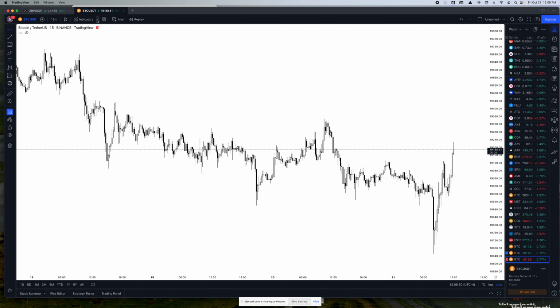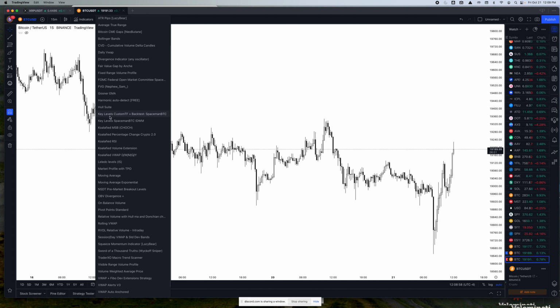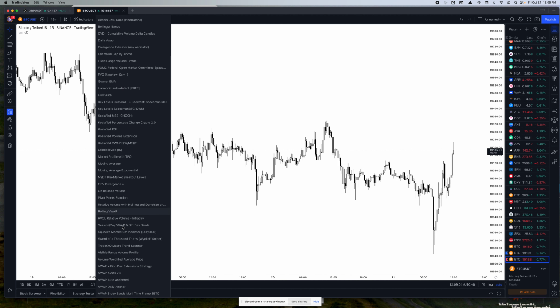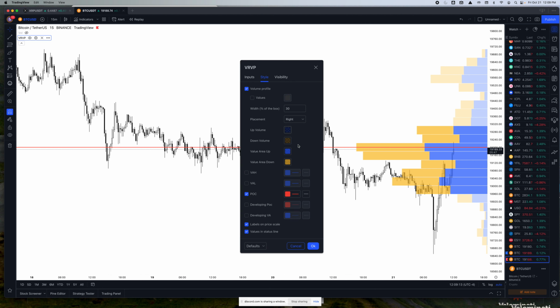So that's where you've got a couple of different options in terms of indicators, and I'm going to go over a couple of them. The fixed range volume profile can be really useful. Most of my charts, you see this fixed range, the visible range, which basically shows you the volume for whatever's on your screen, right?